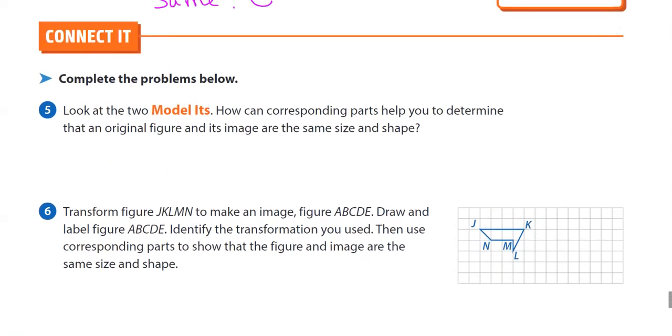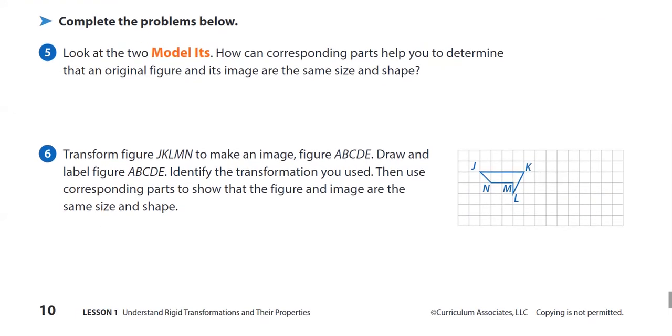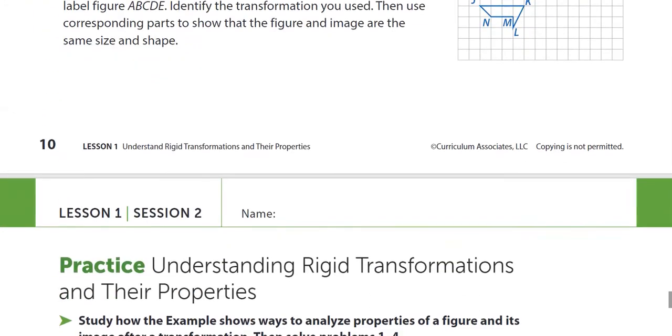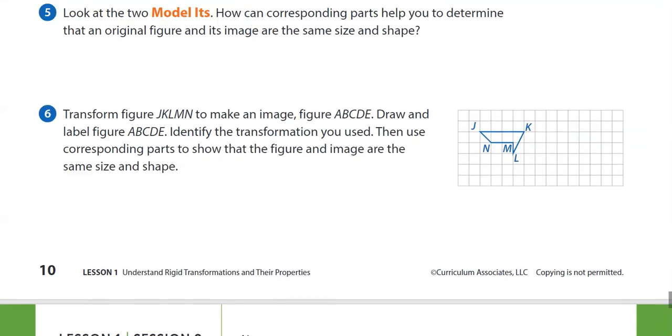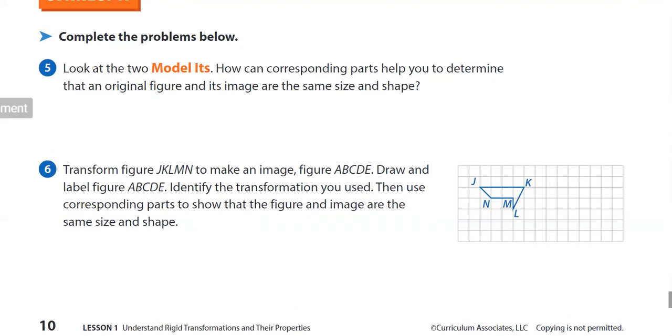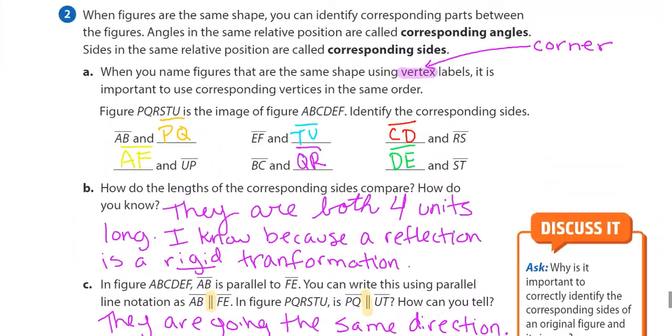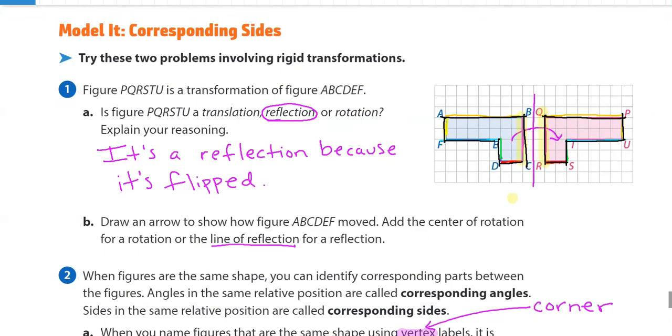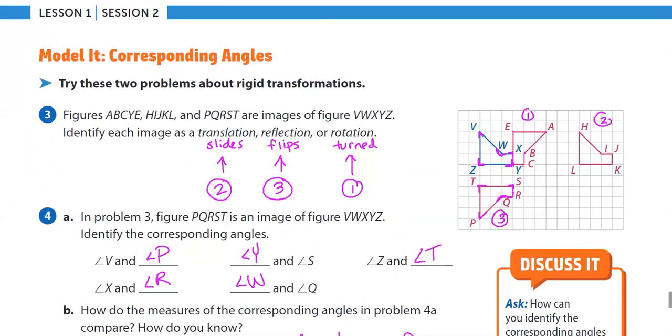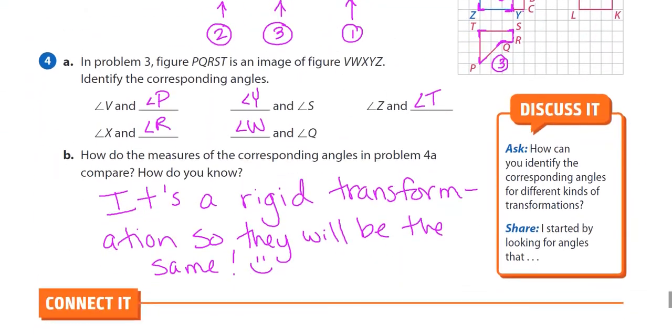Alright, we've got just this one little section left, and then you're on your own for the green pages. The green pages are your things to do. Okay, look at the two model-its. So we modeled it here, and we modeled it here. See what it says, model it, corresponding angles.